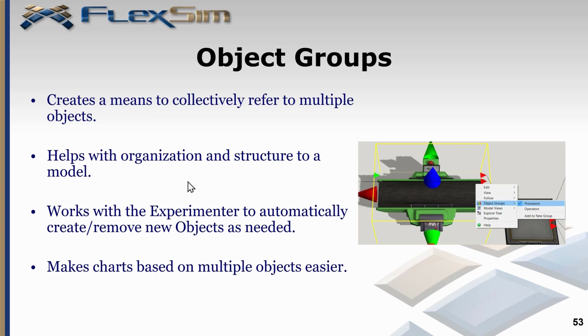It works with the experimenter to automatically create or remove new objects as needed, and we're going to take advantage of this in this phase of the model. Grouping also makes charts based on multiple objects much easier to make.